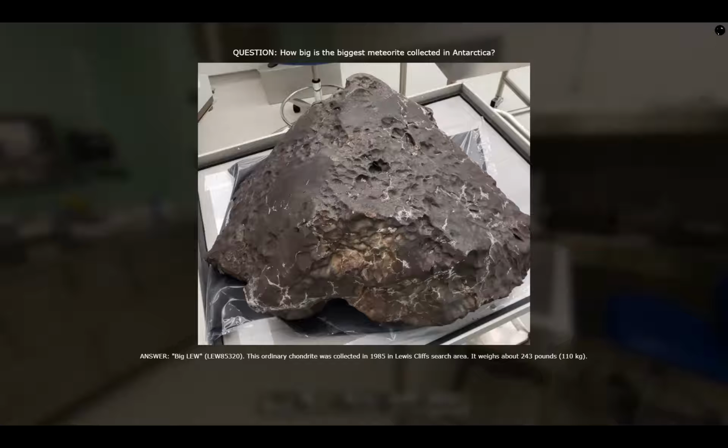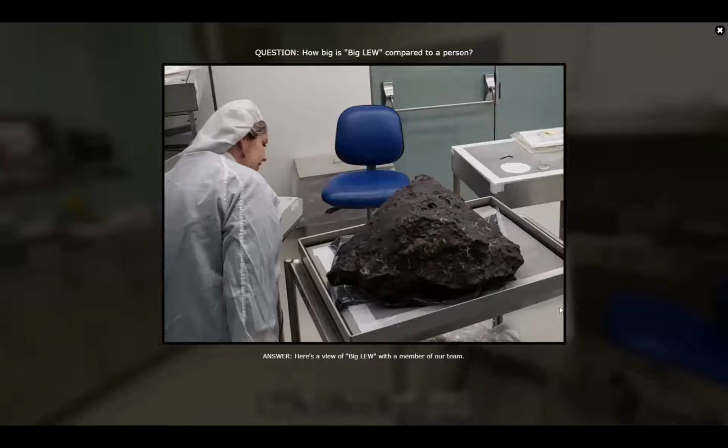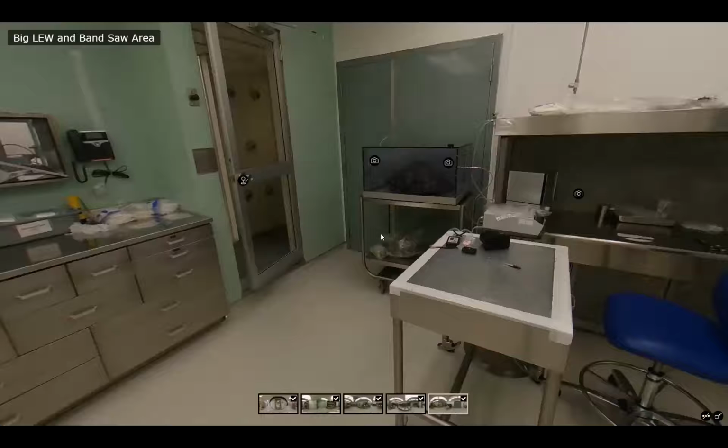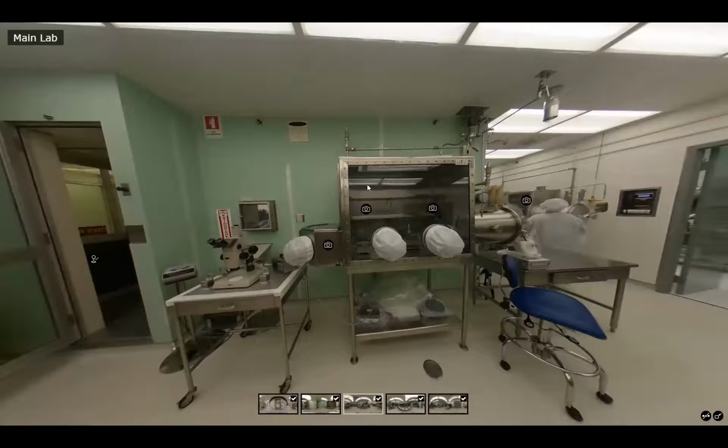So this is our Big Lou, and you can see here how big it is compared to a person. We do not have any other meteorites that are even close to this big in our collection, but we do have some pretty big ones. Actually, if you can see down here underneath Big Lou is some of our bigger samples that we can't fit into any of the storage cabinets. Okay, let's go back into the main lab here.